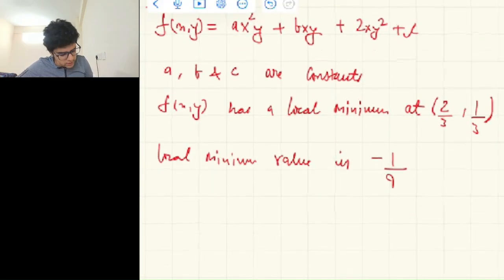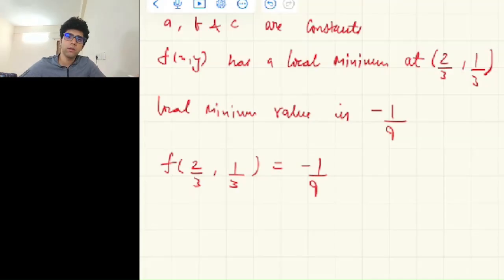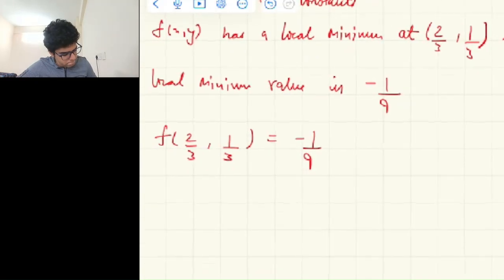So what does this mean? This means that when we put 2/3, 1/3 in the function, we get minus 1/9, where 2/3, 1/3 is the local minimum point and minus 1/9 is the local minimum value, right? Now I've explained these concepts, what is local and global, in my previous videos, so please check those videos out first and then come to this video. Or just read the textbook. The best source to understand anything in today's time is to read the textbook, and then take the help of GPT or Gemini. I try to study in this sort of way.